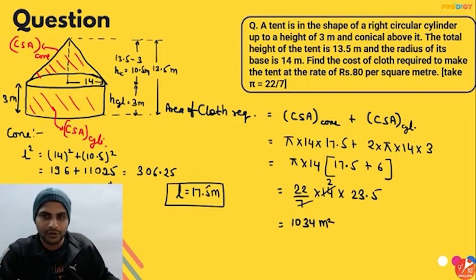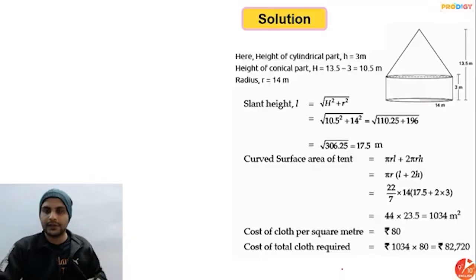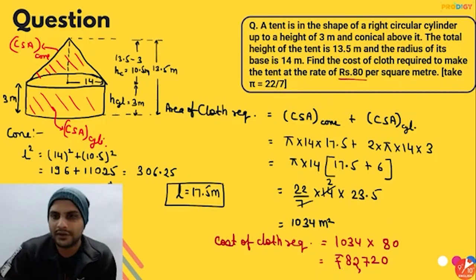Now what is going to be the cost? Cost is rupees 80 per square meter. So cost of cloth required will be 1034 into 80. So 0, 8 4s are 32, power 3, 8 0s are 24, 24 plus 3 is equal to 27, power 2, and 8, 82,720. Okay? This is how you will get your answer.